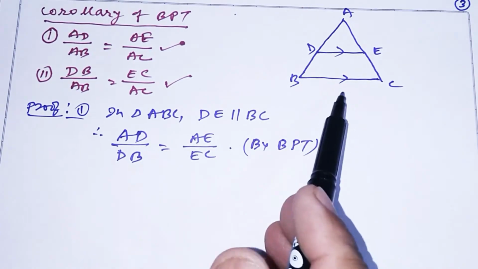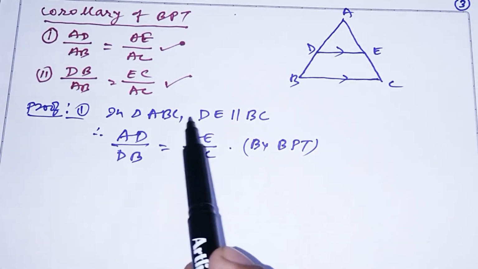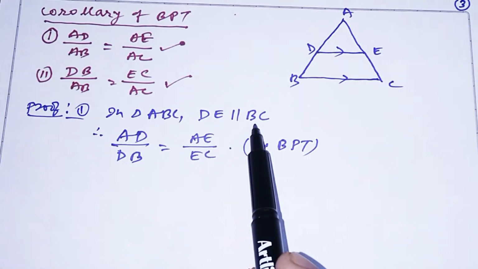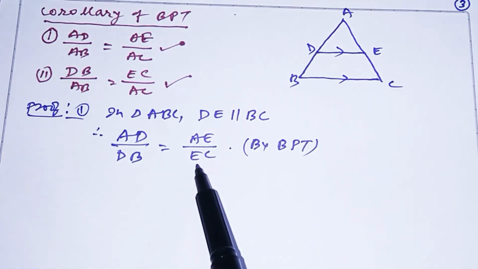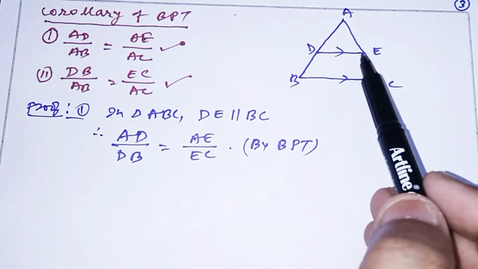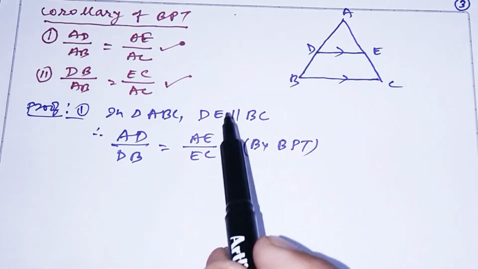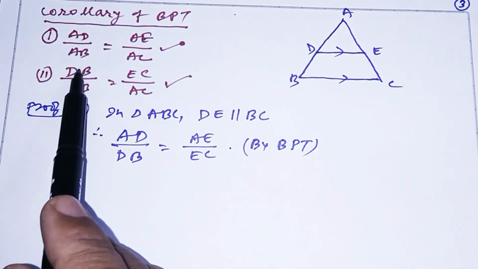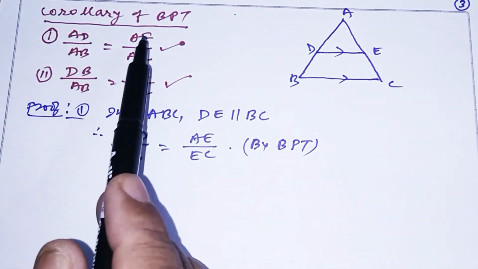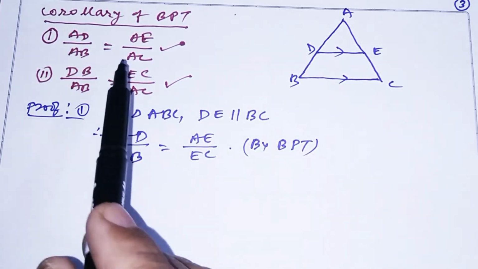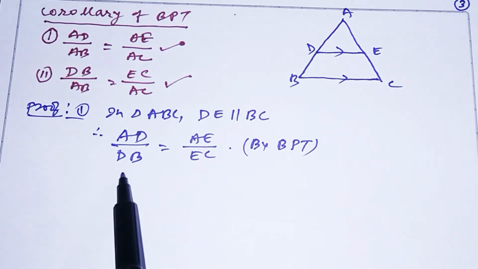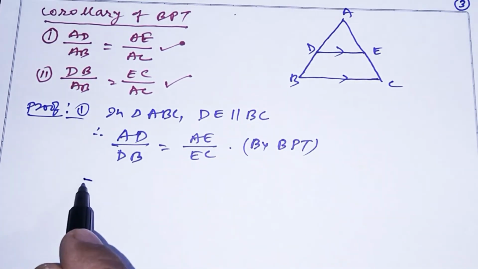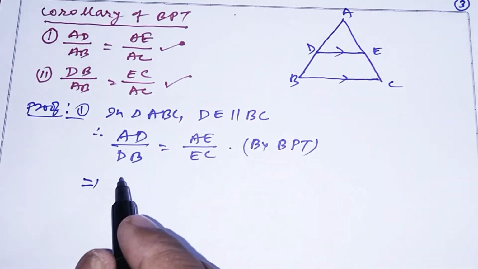In this figure, in triangle ABC, DE is parallel to BC. Then by BPT, AD by DB equals AE by EC. Now in our proof, we need AD by AB and AE by AC. Here DB is not there, EC is not there, so we have to eliminate these two terms. For eliminating them, the first step is to write the reciprocal of this.